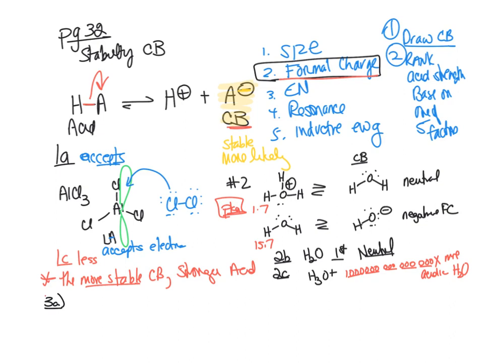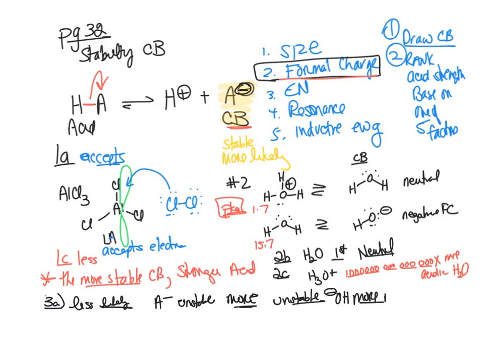Consider the reverse reaction in model 1. If A anion is stable, it is less likely to donate the electron pair. If A minus is unstable, it's going to be more likely to donate an electron pair. An unstable base, if something's unstable, look at OH minus, okay? If it's unstable, it's going to be more reactive. It's going to go and get that proton, okay, to become water, to become neutral.